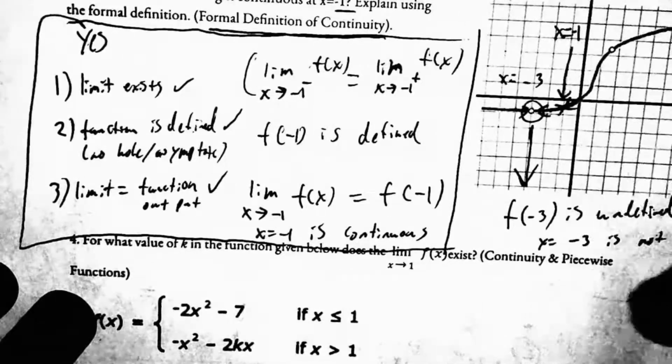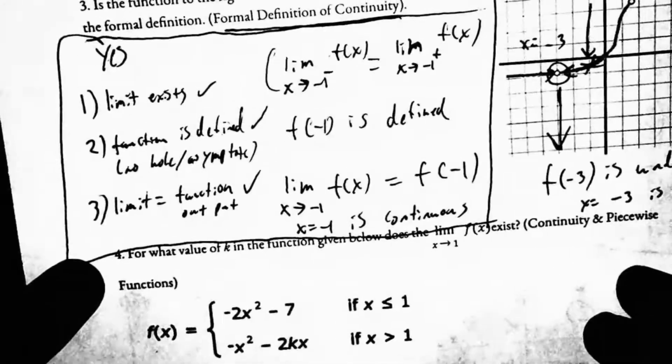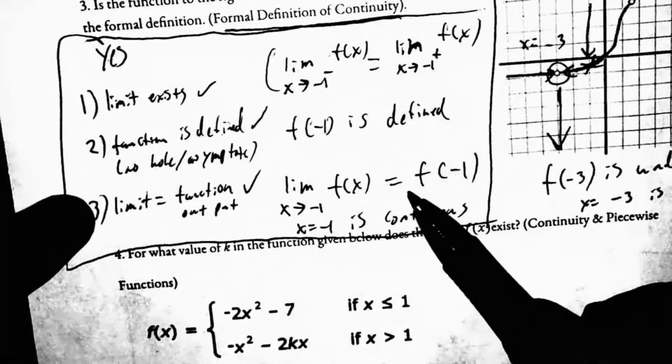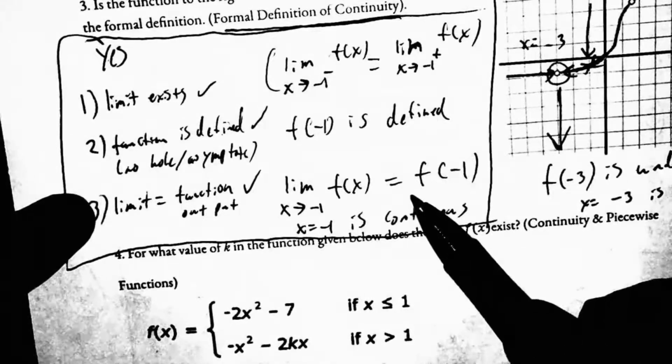So when you get maybe something similar to this on the test, I need to see three things checked off. The formal definition. Limit from the left equals limit from the right. Defined. Limit equals the output of the function.